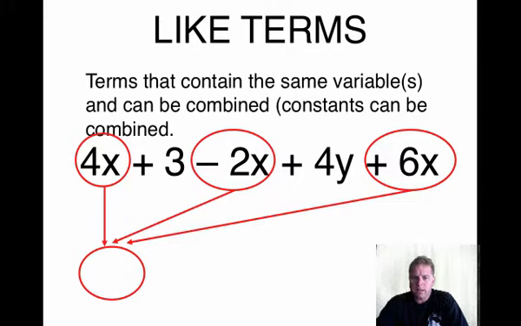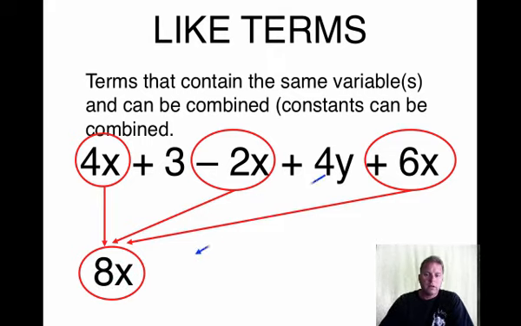So if I have 4 x's, then I take away 2 x's, then I add 6 x's, how many x's do I have? So if I have 4 xylophones, I give 2 xylophones away, and then I get 6 more xylophones. How many xylophones would I have? I would have 8 xylophones. Now the 4y, I can't combine that because that's not a xylophone. That's a yo-yo or a yogurt or a yak or whatever. That's not the same as a xylophone, so I can't put those with it. I've got to keep those separate. And then I have my plain old constant, which I'm just going to bring down.